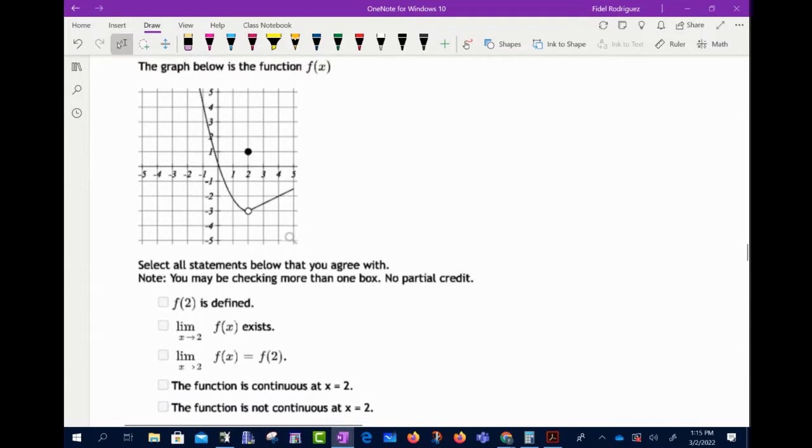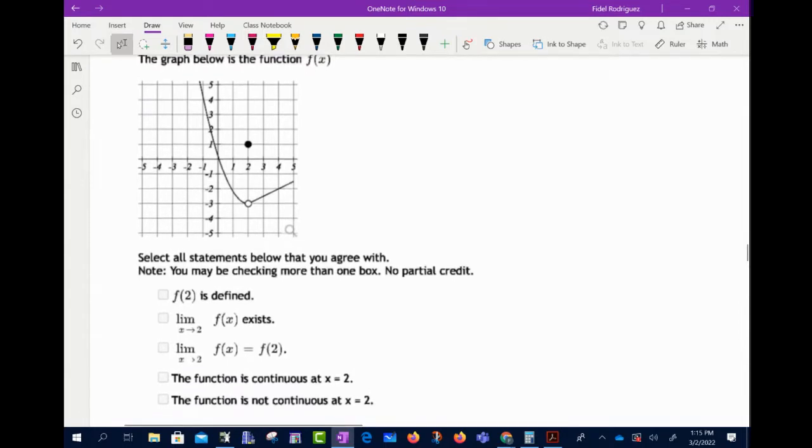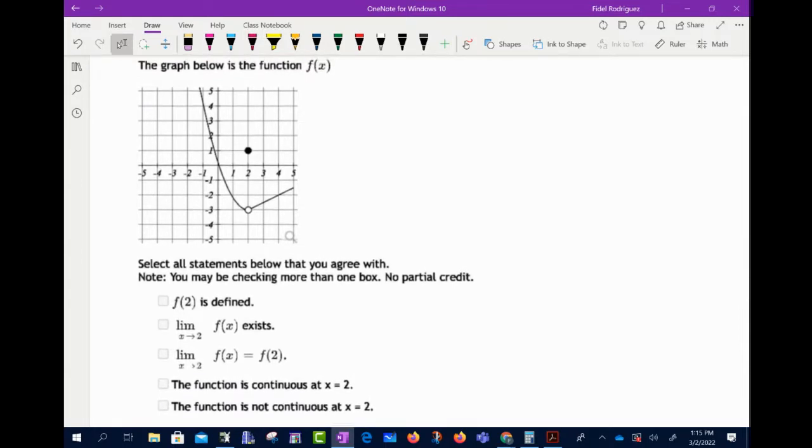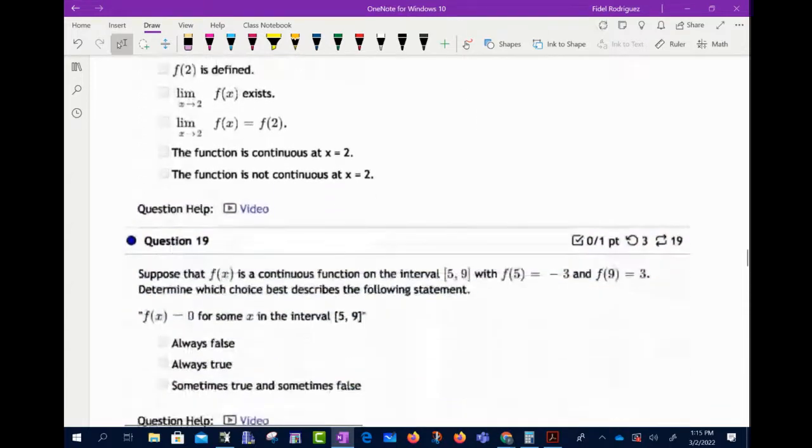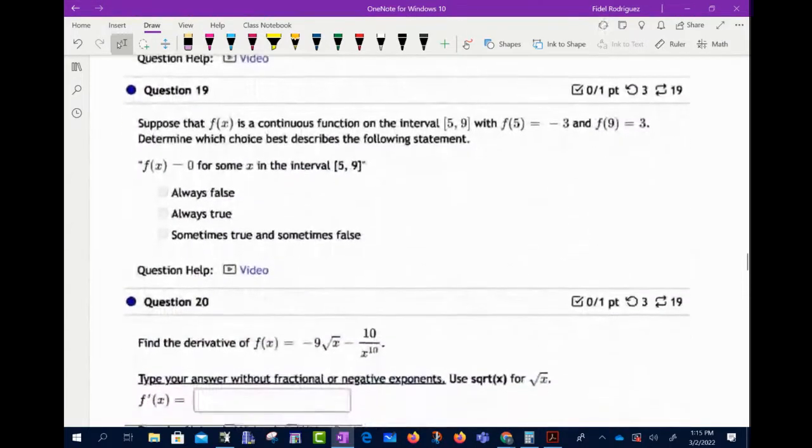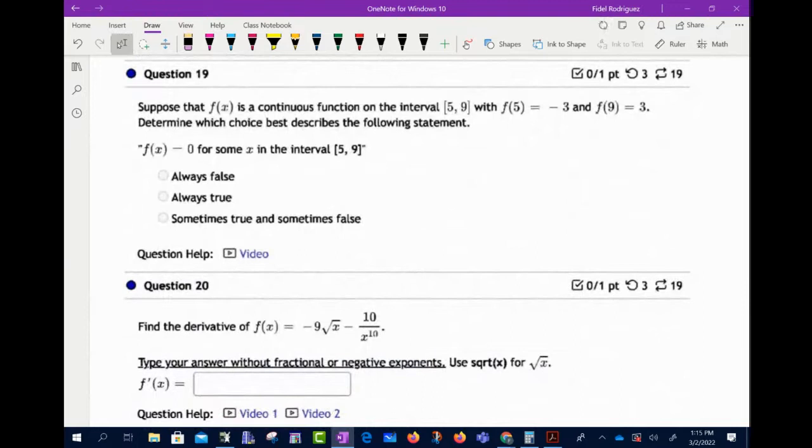All right. What do you think? Are you all good with this one too? I'm guessing at this point the answer should be yes. Okay, now take a look at the next one here.